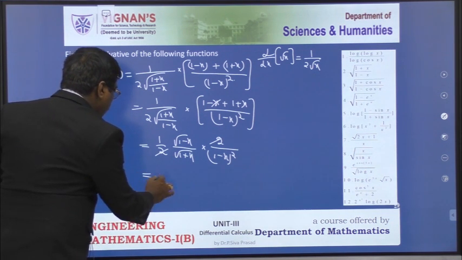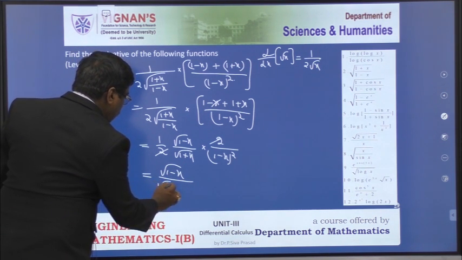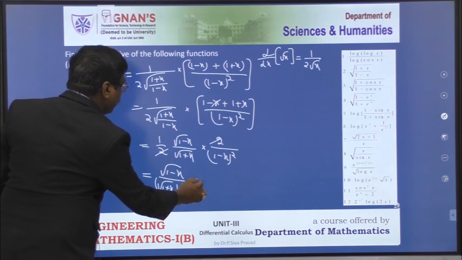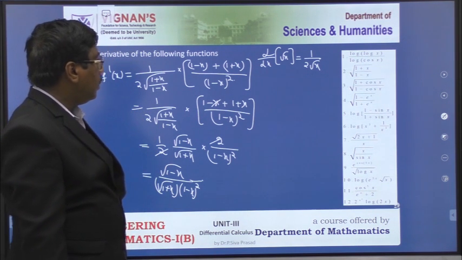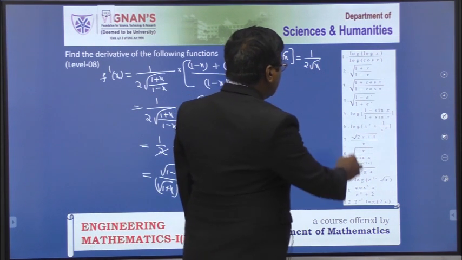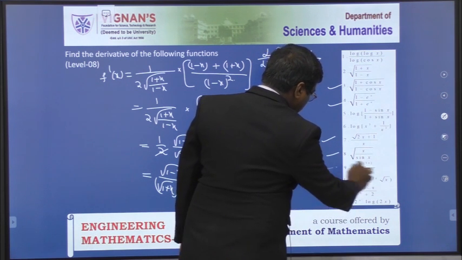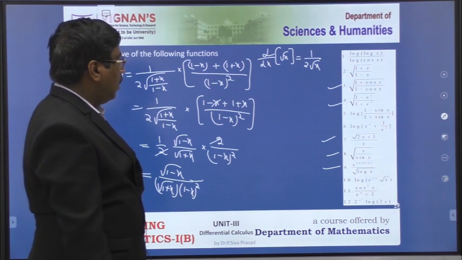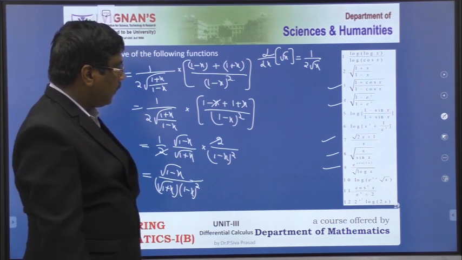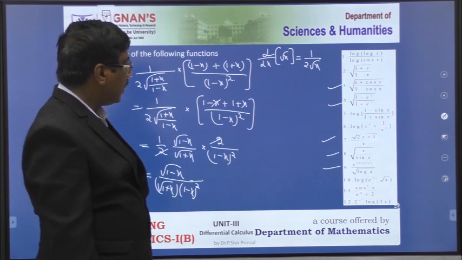Therefore, this can be written as 1 by root of (1 minus x) into root of (1 plus x) into (1 minus x) whole square. This is the derivative of the function. All of you catch my point? So likewise, you have to do the third problem and the fourth problem, and also the 7th, 8th, and similarly the 9th one, you can easily complete the problems. All of you understood this? Now, I have explained the 5th one and 11th one. After that, you may be able to solve the remaining problems in the exercise.